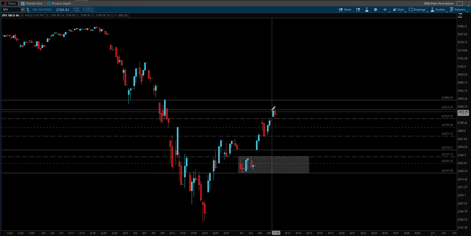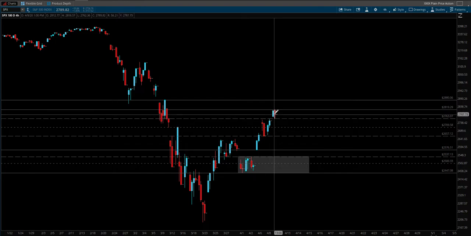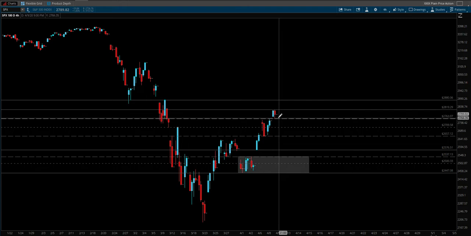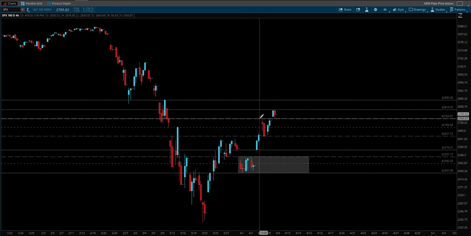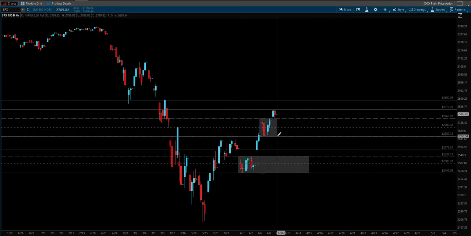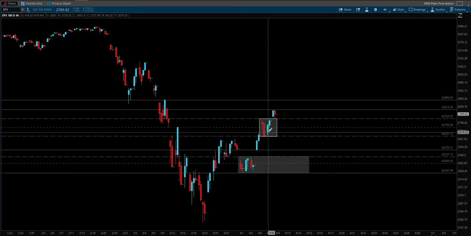And now this here is starting to consolidate as well. It's only got 2 bars though, so you need to wait a little bit longer. But this is also a potential zone of resistance, just as this was a potential zone before it broke out.